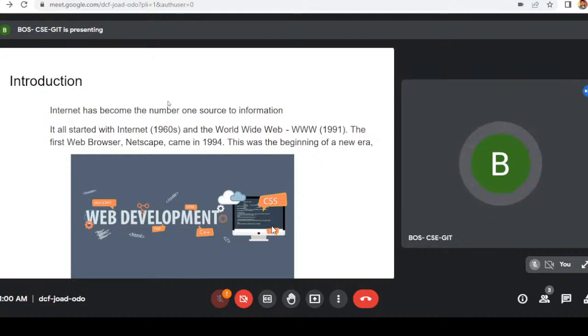The internet has become the number one source of information. I don't have to tell you this, you know this, right? It all started with the internet in the 1960s and the World Wide Web in 1991. The first web browser was Netscape. You can just Google later and check how it was earlier and how web browsers have evolved from that time to this time. It came in 1994, and as I told you, this was the beginning of a new era.